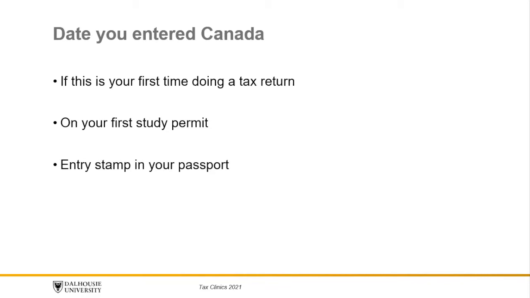You can find that date on your very first study permit in the Issue Date section. Or you can find that date in your passport. If you look for your passport and find your entry stamp, that is the stamp you received when you first entered Canada as a student, the date will be included there.